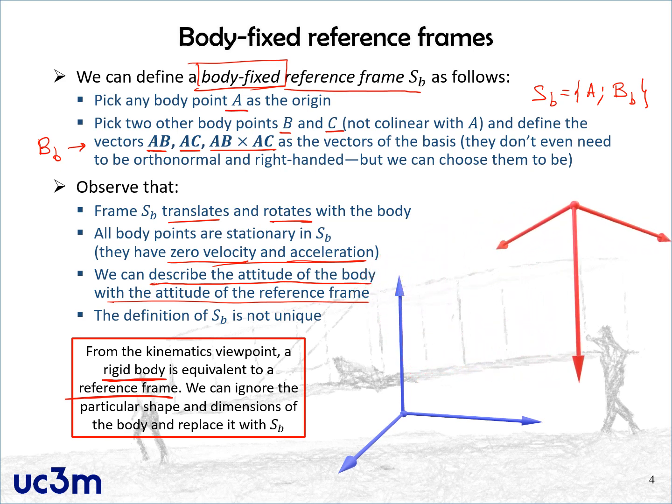And we already know how to study the motion of reference frames. We studied that in previous lectures when we were talking about relative motion. So we know that we basically need to provide the information about the motion of the origin of the reference frame and the motion of the vectors of the basis, what we call the attitude of the reference frame.